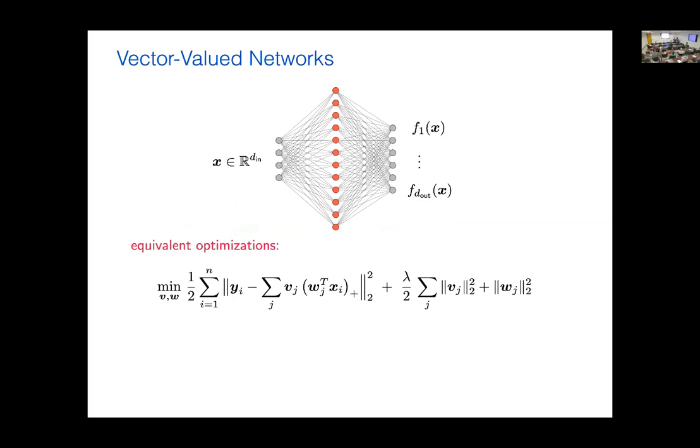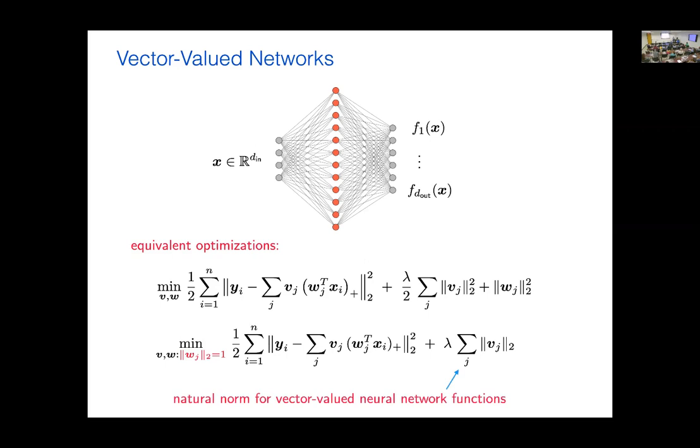Again, we have these equivalent optimizations. I'm just going to write them down. You could either try to fit the neural network to your data, and now these Ys have, I guess, 6 outputs in my example here. So this is a 6-dimensional vector. You're trying to get your function to represent those data points, with the sum of squared weights regularizer. And I can always reformulate that optimization this way: the constraint on the 2 norm of the W is 1, and then I minimize the sum of the 2 norms of the output weights. And it turns out this is a natural norm for vector valued neural network functions.